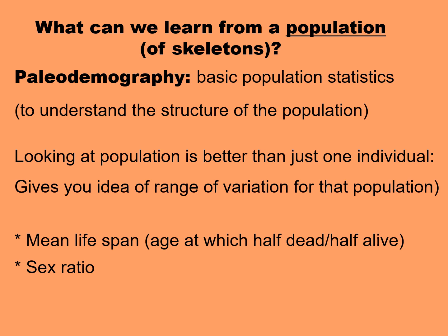For example, what was the mean lifespan? What is meant by mean lifespan? Well, it means the age at which half of a cohort have died, but half are still alive. So, for example, if the mean lifespan was 50 years, and among a cohort of people born in 2000, by 2050, half of them would be dead and half would still be alive. We also want to know the sex ratio.